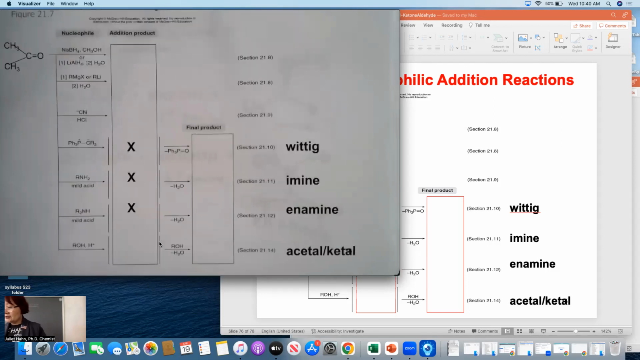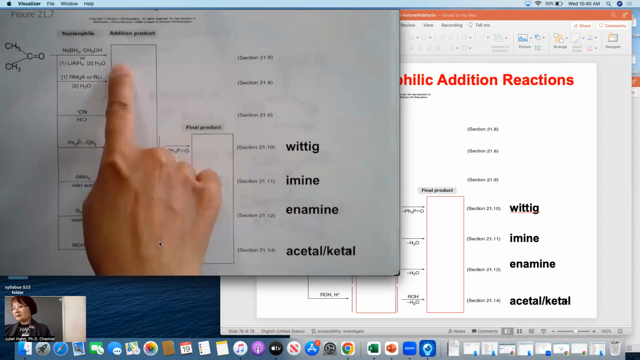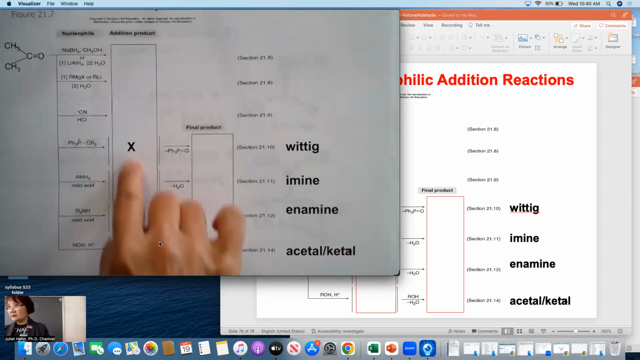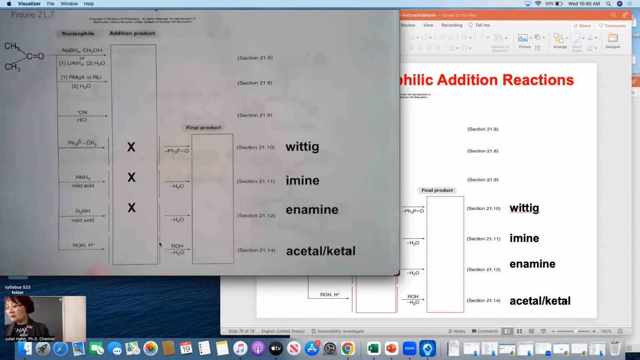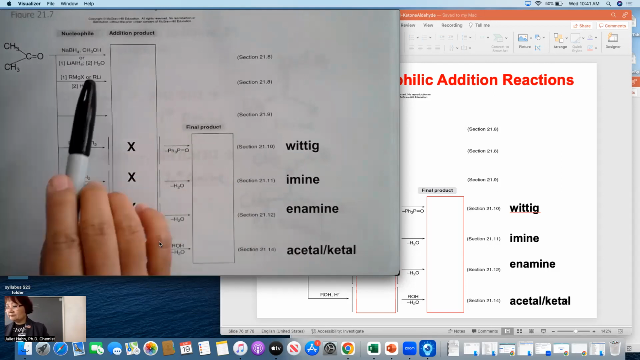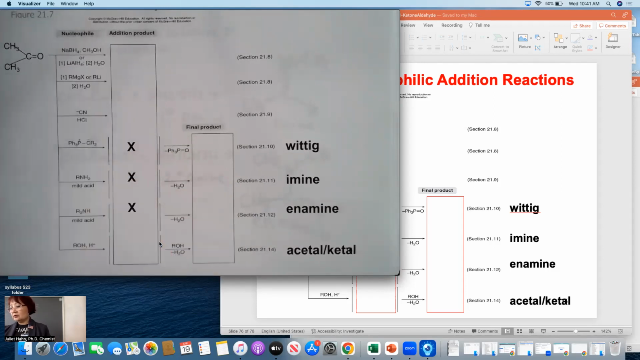Okay, so what's going on here? Go ahead and see if you can give me the products. Your textbook actually gives you the intermediate step between the nucleophile that you're adding and the final product. I'm just going to say for the addition product that you don't have to actually know what that looks like. You do have to know the final product though. Our first reaction is reduction with sodium borohydride or lithium aluminum hydride. What do you get? We've done this in like 3 different chapters. You know what your product is going to be.